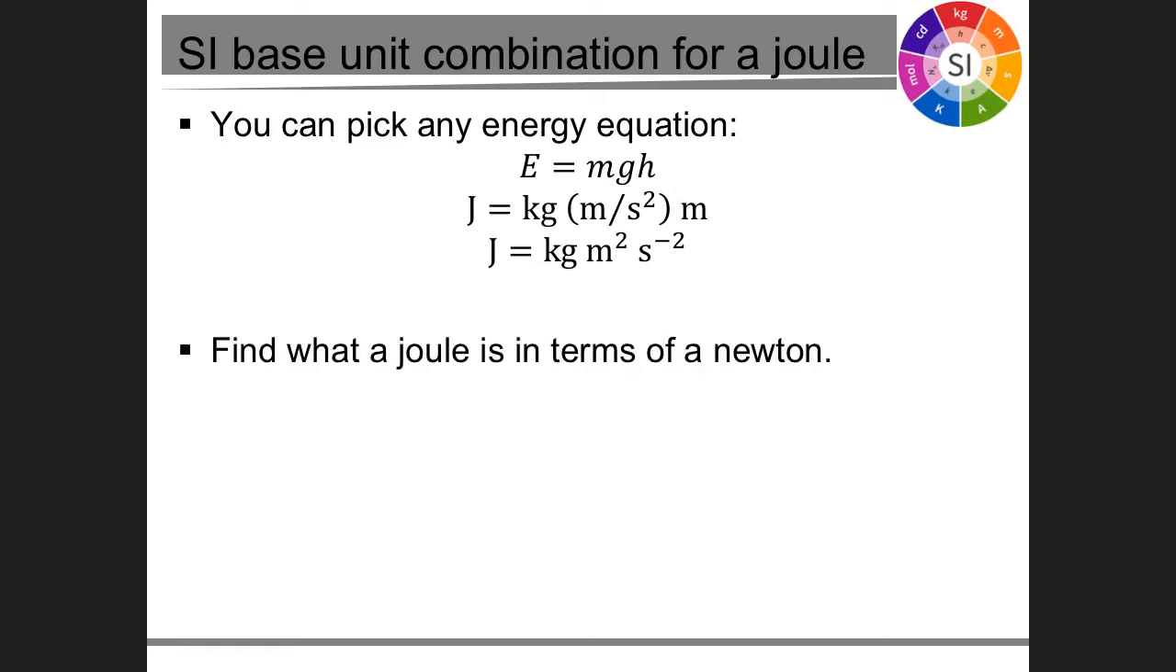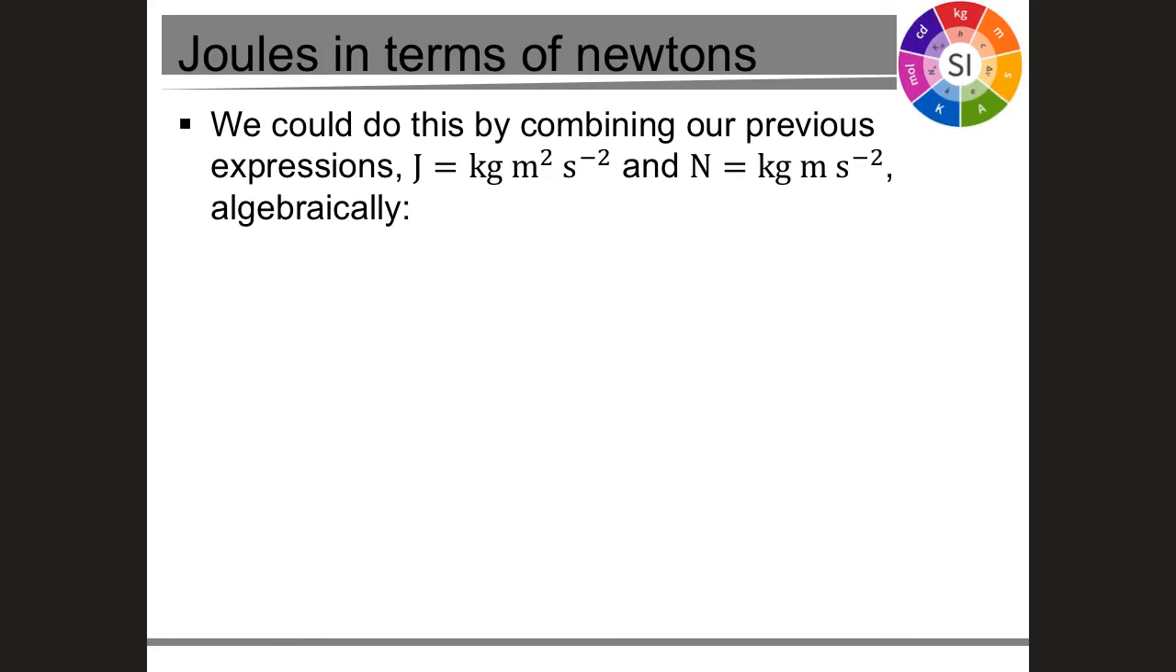So I'd like you to pause the video now and try to find out what a joule is in terms of a Newton. So previously we found that a joule is a kilogram meter squared per second squared and a Newton is a kilogram meter per second squared. Now we could combine these algebraically, which is just we've got 2 equations and we're trying to put them together. So we can take the definition for a joule and take out that kilogram meter per second squared, which is equivalent to our Newton, and then substitute those in and we get a joule is a Newton meter.